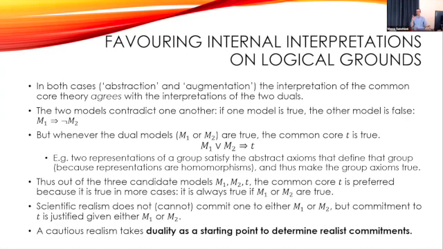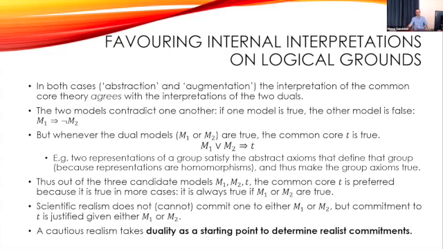Remember, Levihan and Reed's argument is, well, you've made the underdetermination worse by adding this common core theory. My argument is no, but out of these three candidate models, the common core theory is preferred because it is true in more cases. It is implied by the other two. It is always true if M1 or M2 are true. So scientific realism does not and cannot commit one to either M1 or M2, but commitment to T is justified given either M1 or M2.